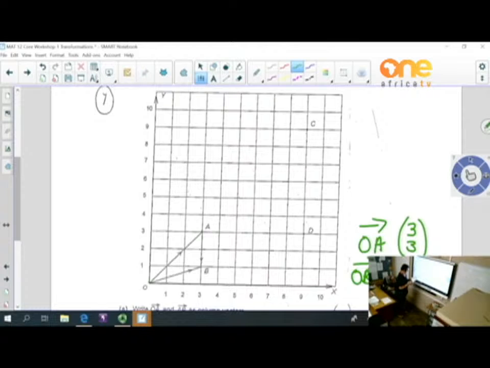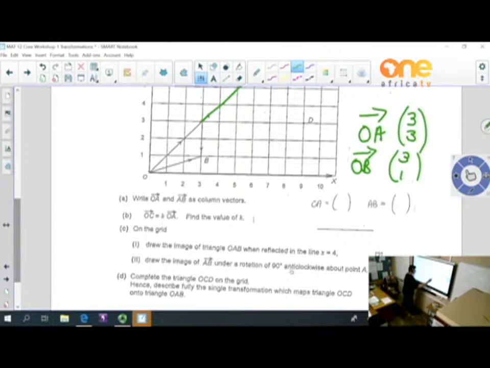The next one says OC is k times OA. Find k. So here's C now. If we join these points from A to C, then we have the vector OC. Now, we said OA was 3, 3. Let's read off OC. This one is 9, 9. So that is why k is going to be 3, because I've multiplied it by 3.